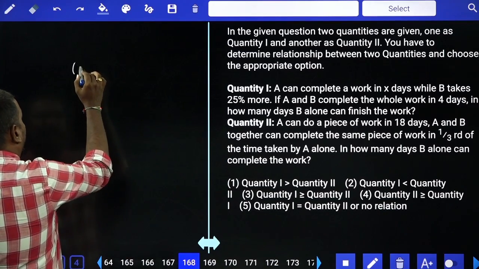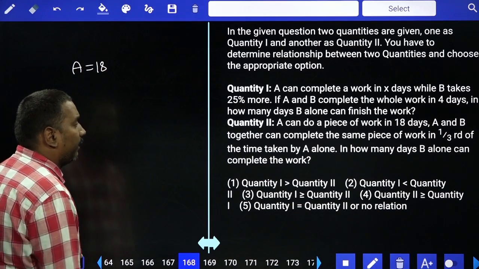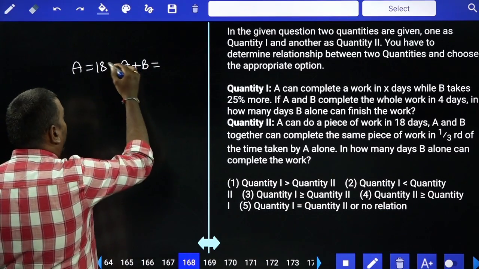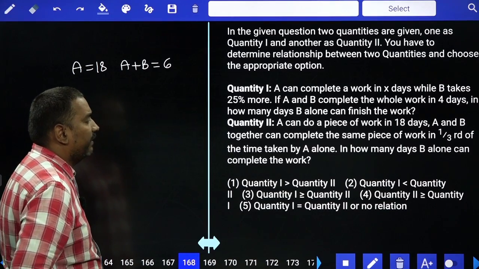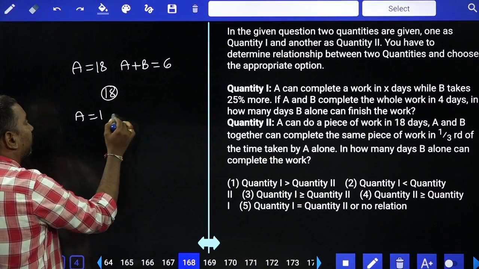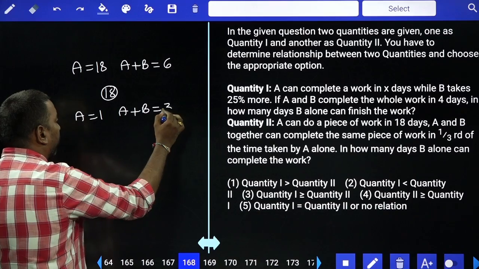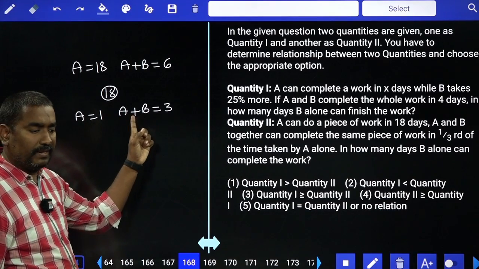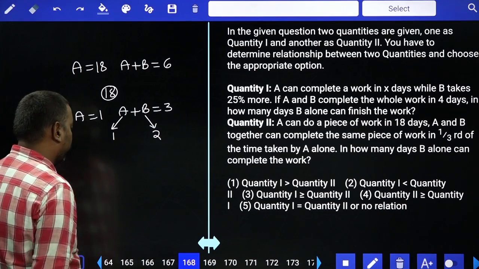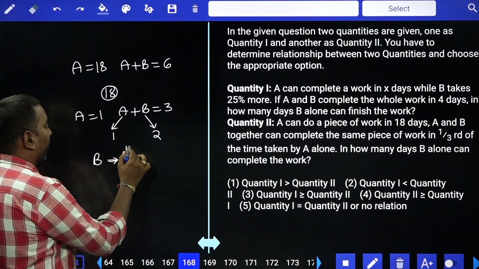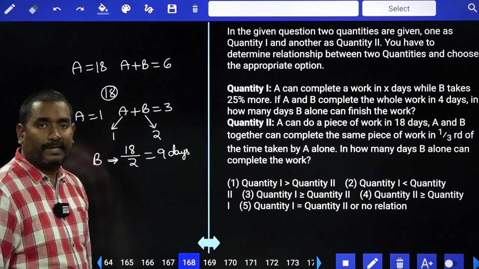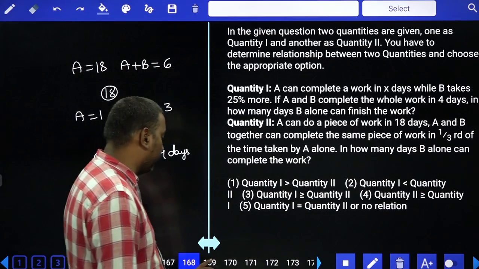Next, Q2. A alone can do the work in 18 days. A and B together can complete the same work in 1/3 of the time taken by A alone. So 1/3 of 18 is 6 days. How many days can B alone complete the work? LCM 18: 18 is one time, 6 is 3 times. A alone can do 1 unit, together 3 units. Out of 3 units, A's efficiency is 1 unit, B's is 2 units. B does 2 units a day, so 18 units take 9 days. Q1 is 9, Q2 also 9, so the answer is Q1 equal to Q2.